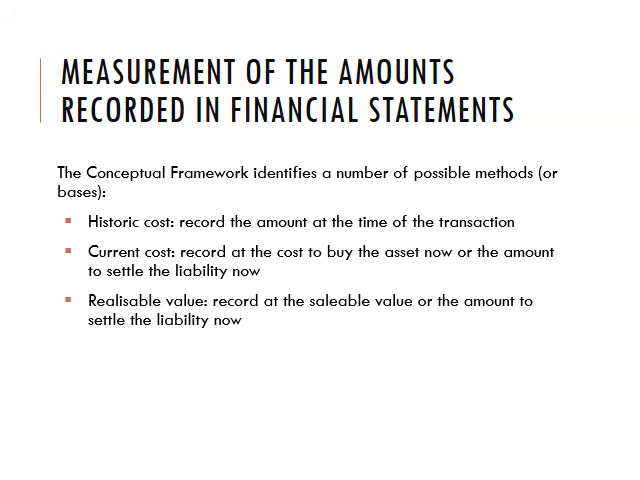A third method would be realizable value. This would be to record the amounts at the saleable value, or the amount required to settle the liability now. So, for example, I might have recorded a liability at £10,000, but if I went to the lender and said, how much would you accept if I paid now, we might result in recording a different figure.